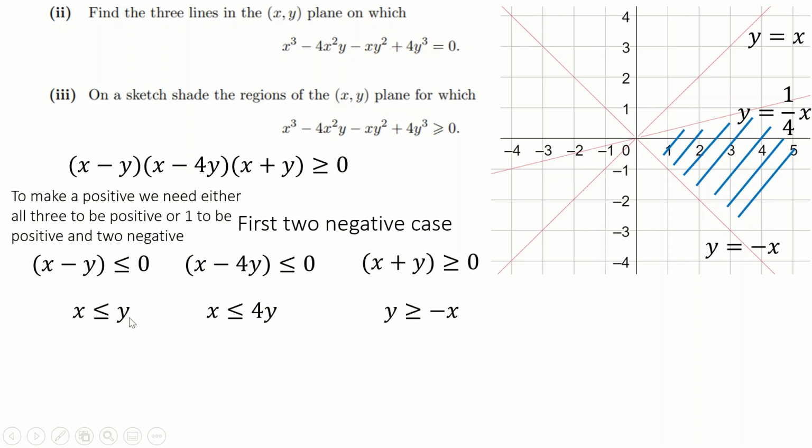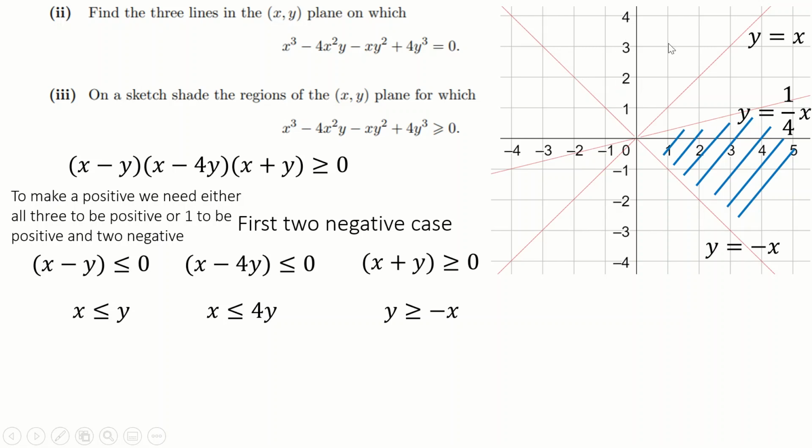Now we're looking for y to be greater or equal to x. That's above this line. Y greater or equal to x. We're looking for 4y to be greater or equal to x. That's above this line as well. Above that one, because the y is the bigger one. And we're looking for y to be greater than minus x.